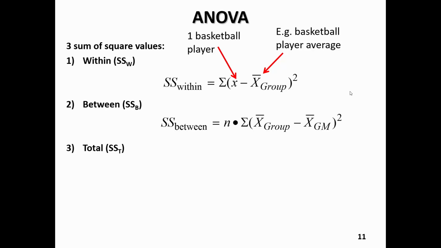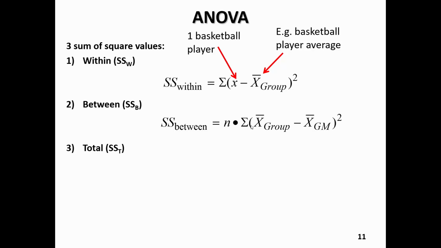The next important sum of squares value is the between sum of squares, and the between sum of squares takes the same idea in that it's based on a deviation score. The only question is what is the deviation score we're calculating. So that deviation score is where we take the average of one group and we subtract the average overall for all groups, the grand mean.